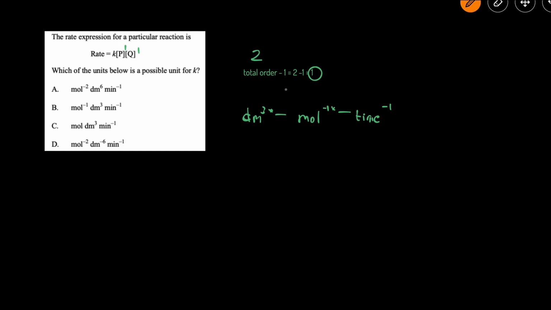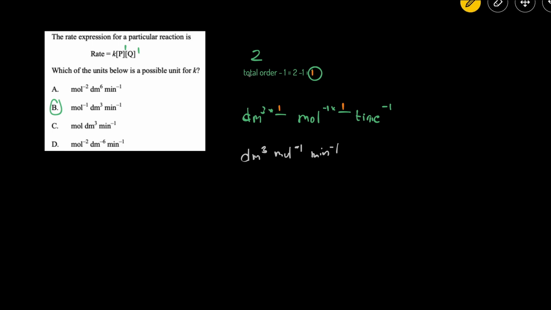So let's plug that in. We got a 1 right here, so we plug that in. Then we'll get dm cubed, because 3 times 1 is 3, moles to the negative 1, and then time, or in this case minutes, to negative 1. So then the answer will be B. We have dm cubed, mole to negative 1, and minute to negative 1.